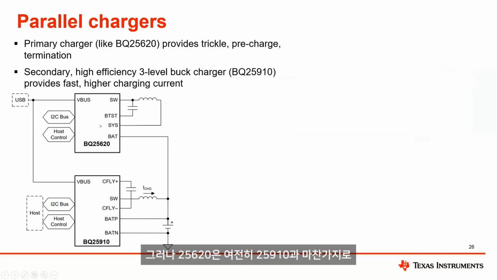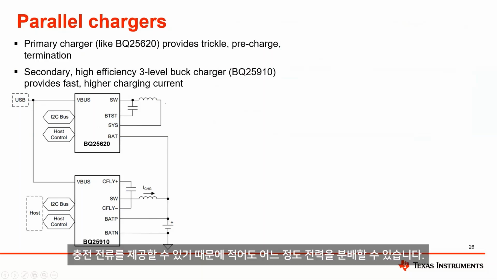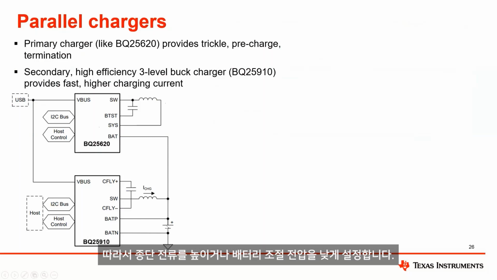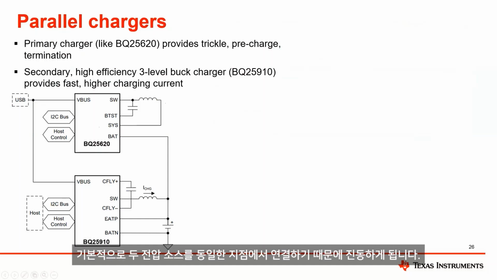But that allows you to at least somewhat distribute the power, because the 25620 can still provide charge current as well as the 25910. The only caveat to this is you do want to make sure that you stop the 25910 first, so you set its termination current higher or its battery regulation voltage lower, because you don't want to have both of them trying to terminate at roughly the same battery voltage, or you will end up oscillating because you're essentially tying two voltage sources together at the same point.